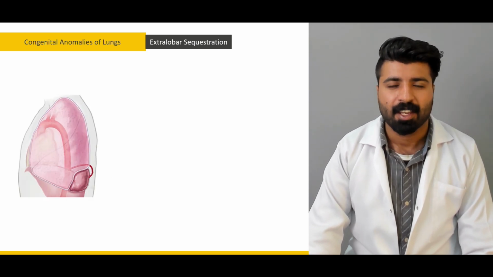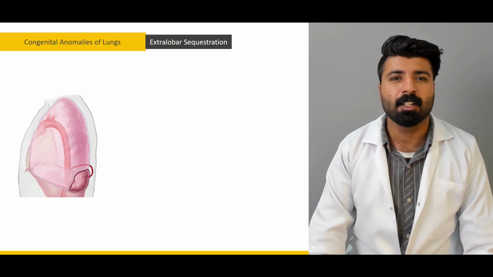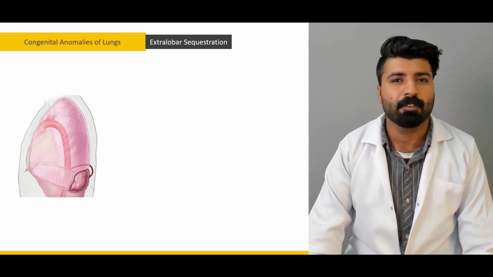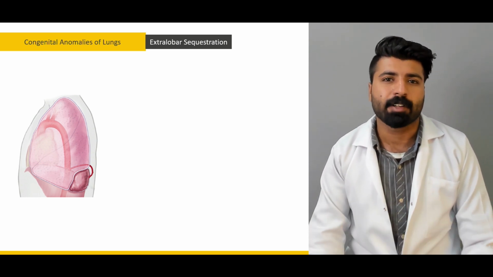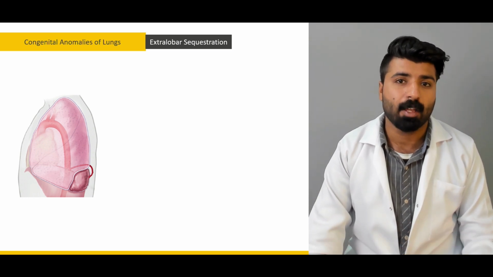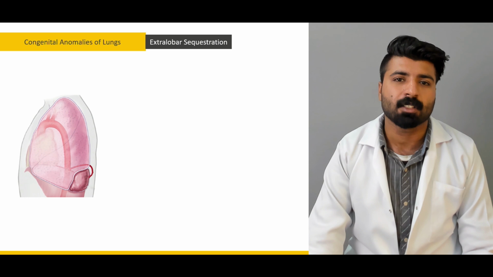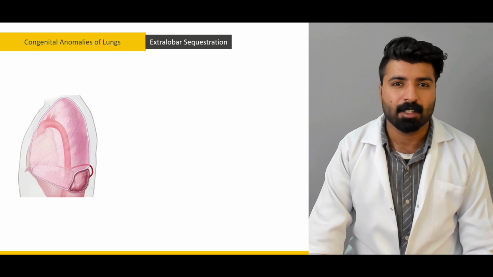Next on, we have extralobar sequestration. It's a very unique condition, extralobar sequestration. It's actually a lung tissue which is not connected to the lungs. It is a lung tissue which has its distinctive pleural investment. Distinctive pleural investment makes it very unique. It gets a blood supply from anomalous arteries. Though the systemic artery, it doesn't get its blood supply from any kind of pulmonary blood vessels. No, it gets its blood supply from anomalous arteries, and it drains its venous supply into azygous or hemiazygous blood vessels.